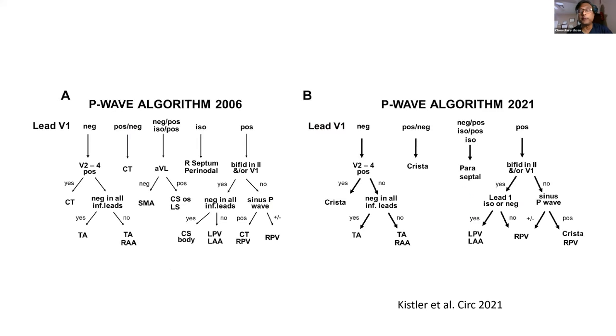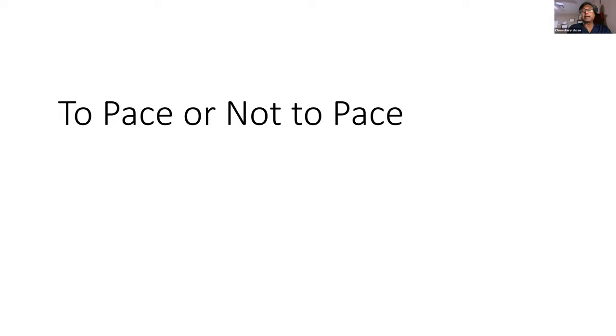And if you want to follow the P wave algorithm, this is actually revised, believe it or not. Like what Rafiq bhai just said about lead V1 and then leads 2, 3, aVF, look at this, how it can help you identify whether this is coming from the tricuspid annulus or right atrium, or for that matter the left side. If you're interested, you can look at this in Circulation, 2021, Kistler said this.